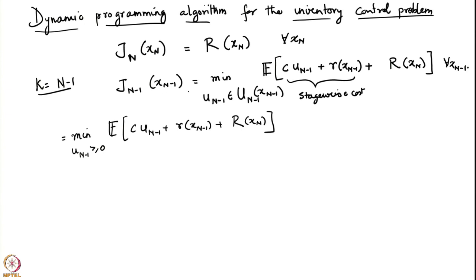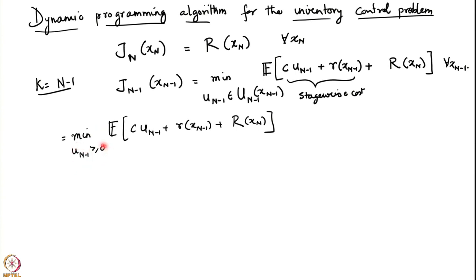So, if this is written for all x_{n-1} and this is written for all x_n, then what this is effectively telling us is that we have J_n(x_n) equals R(x_n) for all x_n, and J_{n-1}(x_{n-1}) is equal to this for all x_{n-1}, which effectively means that x_{n-1} is really a parameter as far as this optimization problem and this expectation are concerned. So, x_{n-1} is not the realized state and consequently is not random, it is only a parameter as far as this expectation and this optimization problem goes. As a result, in this expectation, this r(x_{n-1}) can actually move out of the expectation.